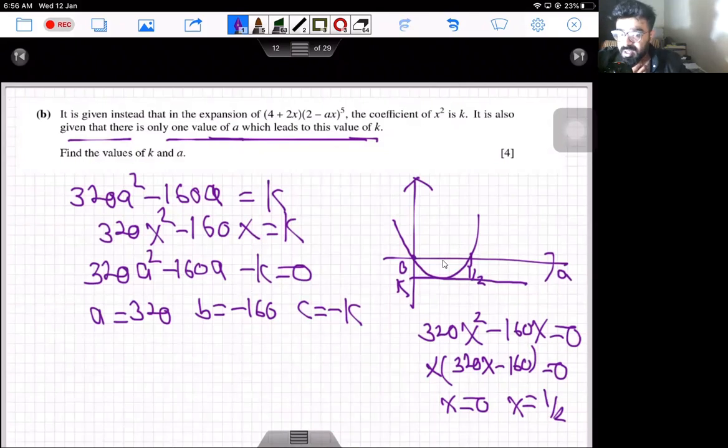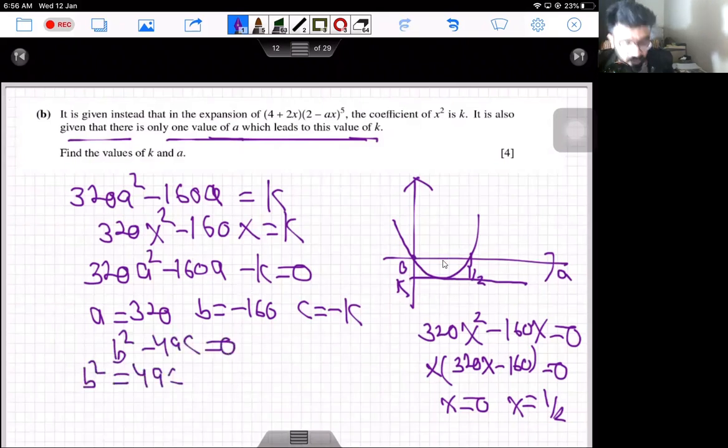Since this horizontal line y is equals to k is tangent to this quadratic graph, this means that b square minus 4ac is equal to 0. The discriminant is equal to 0. The roots are real and equal. So b square minus 4ac will be equal to 0. This means that b square is equals to 4ac. Okay, and this means that minus 160 the whole square is equals to 4 times 320 times negative k.